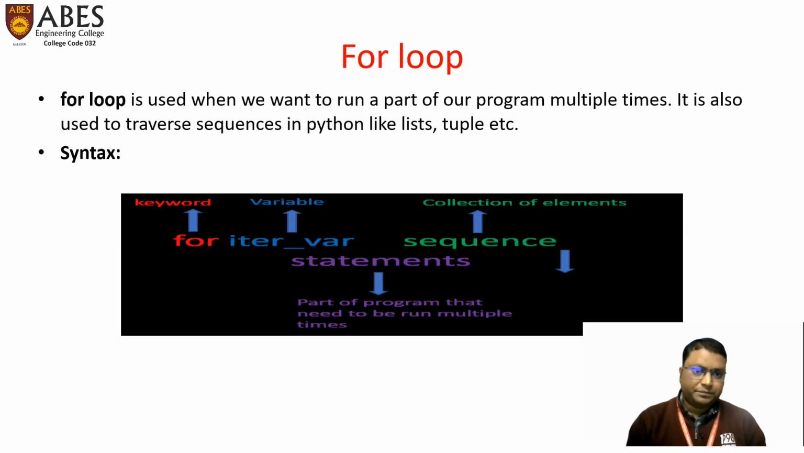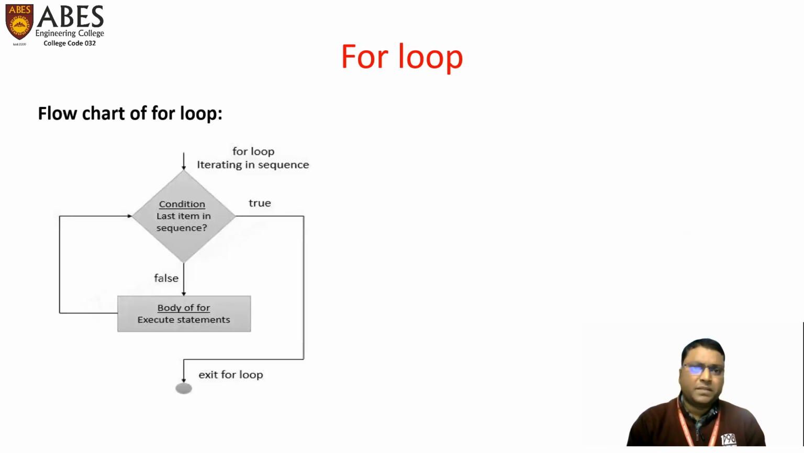And in for loop, we have to write the keyword for, then the variable which is initialized at the start of the program, then the sequence, a collection of items, and in the statement section we have to write the code which we want to execute. Okay, so this is the flow chart for loop. In for loop, if the given condition, which is put in the diagonal box, is true, then the body of the for loop will be executed. If the condition is false, then the body of the loop will not be executed.